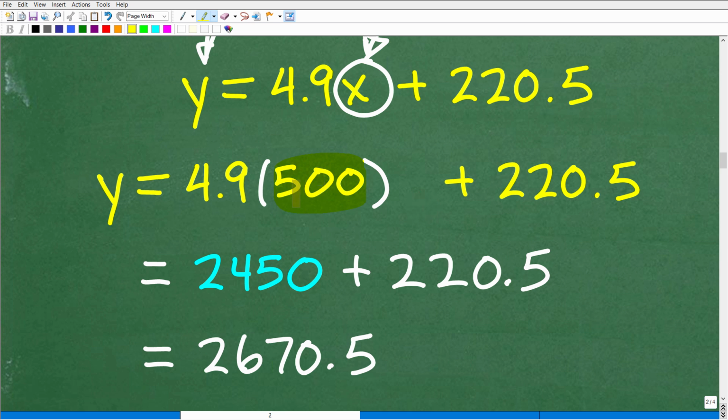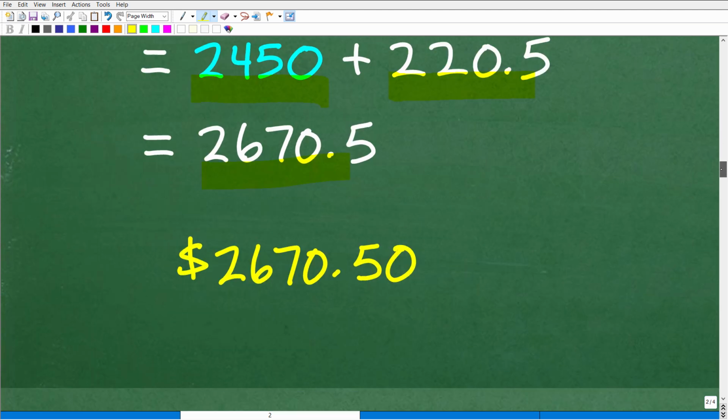So what's the cost there? Well, it's going to be 500 times 4.9, which is 2,450, plus that initial setup cost of $220.50. So that total will be 2670.5. Okay, so that's how we get to this answer.